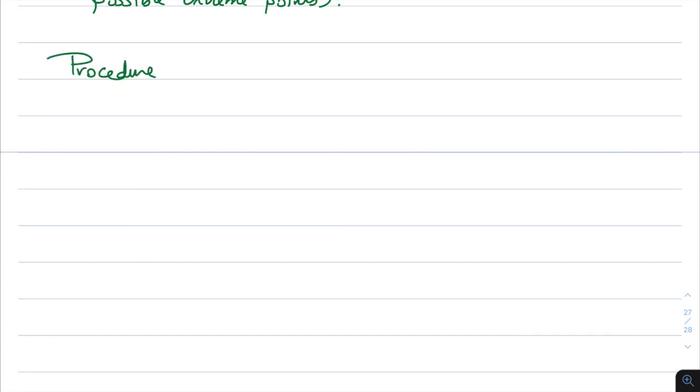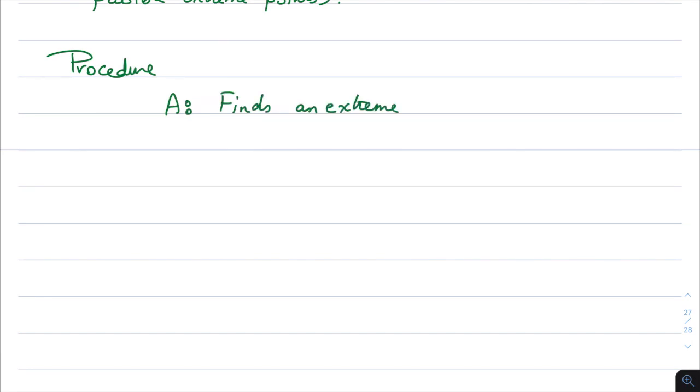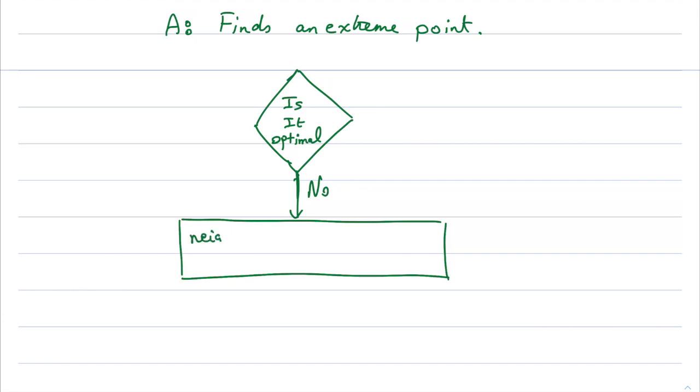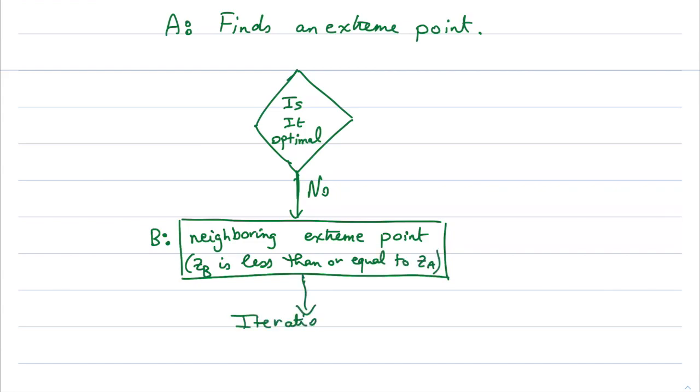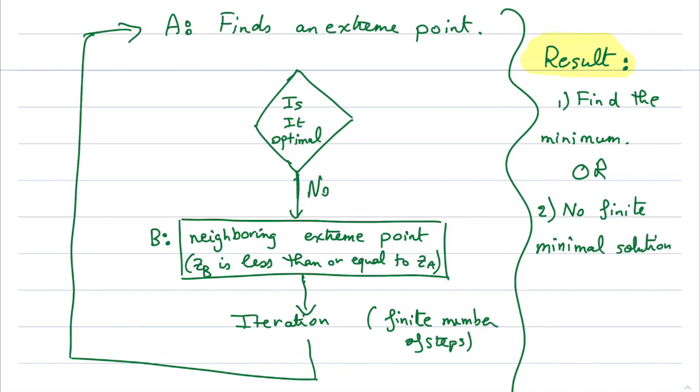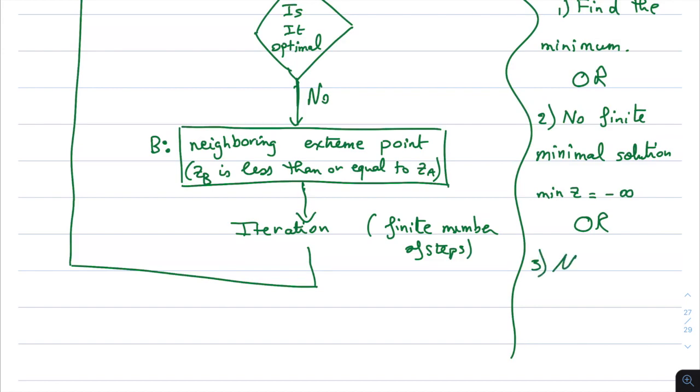What is the procedure? We take a point A, so we find an extreme point. Then we test: is this point optimal? If no, we go to a neighboring extreme point, B, such that z of B, the cost of B, is less than the cost of A. And then we continue in iterations, a finite number of steps. The result of this algorithm is to find the minimum, or no finite minimal solution, so the minimum of z is minus infinity, or the last possibility, no feasible solution, so an empty constraint set.